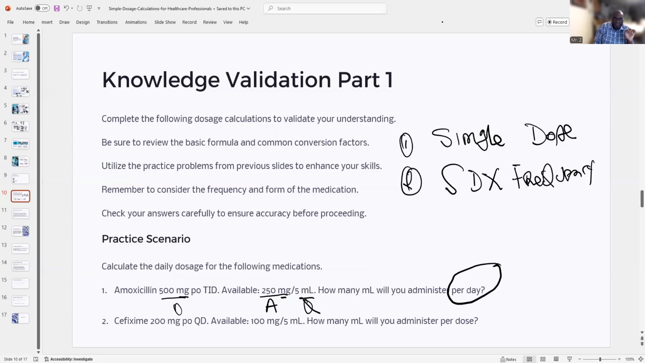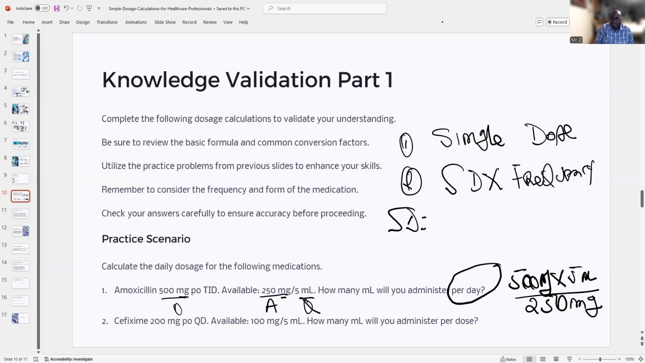All right. So single dose for that one is going to be what? Well, number 1 is going to be your order, which is 500 milligram, multiplied by 5 ml, divided by 250 milligram. Milligram, you cancel out. You have 500 multiplied by 5, divided by 250.